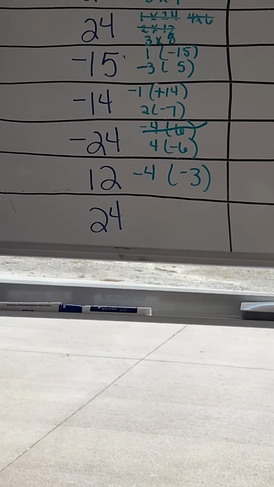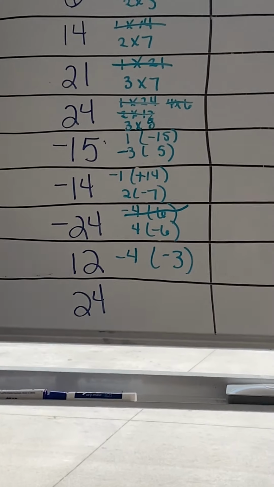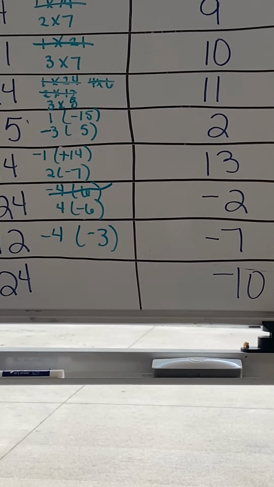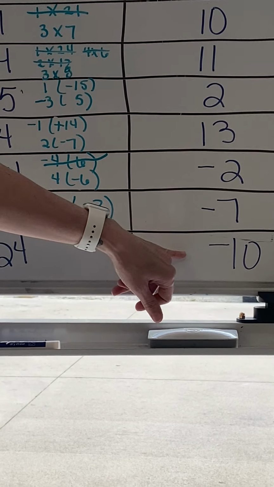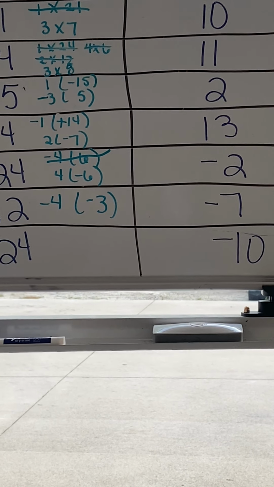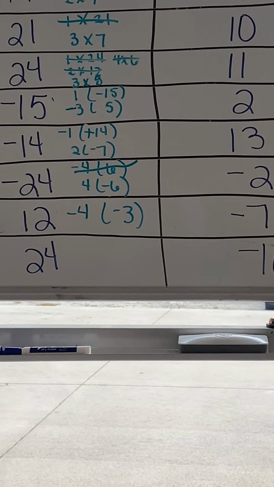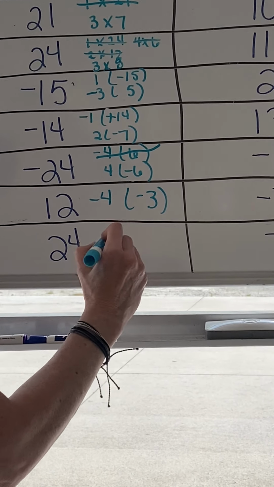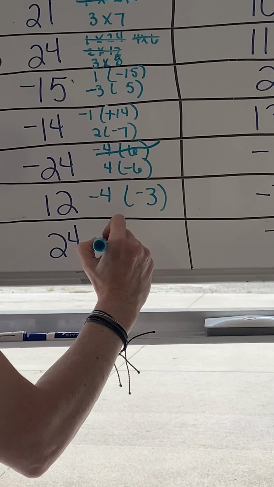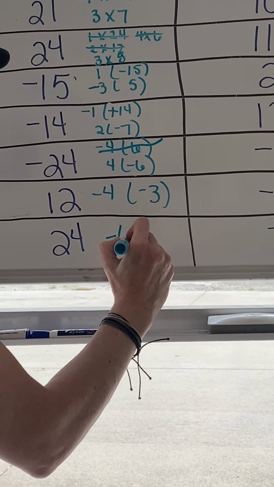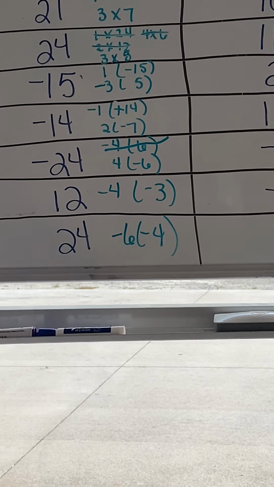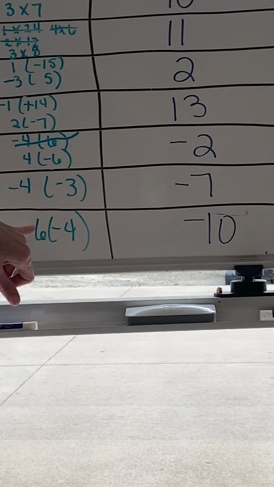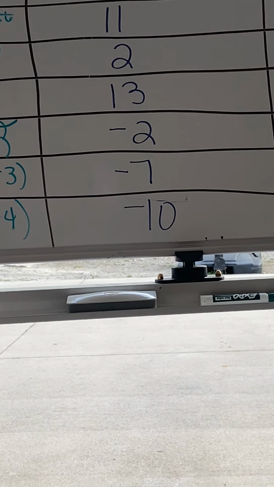And then the same thing for 24. You need to think about two numbers you can multiply together to give you 24 and add together to get negative 10. So since this is positive and this is negative, that tells me they both have to be negative. So if you go through all those factors that give you 24, the two combination of numbers are going to be negative 6 and negative 4. Sorry, I had to think about it for a second. Negative 6 times negative 4 is positive 24. Negative 6 plus negative 4 is negative 10.